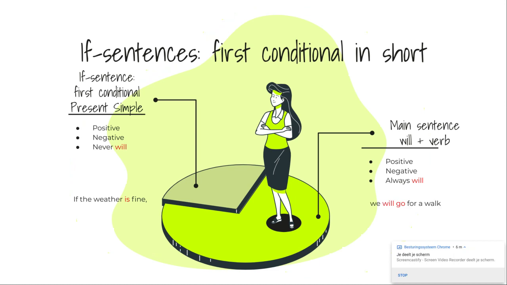So there is a condition, there is een voorwaarde. We will go for a walk if the weather is fine. If it's raining or cold or snow, we won't go for a walk. So if the weather is fine, we will go for a walk. If you don't listen, and that's negative, there's never will in the if sentence. If you don't listen, you won't learn anything. There is will, or will plus not, won't.